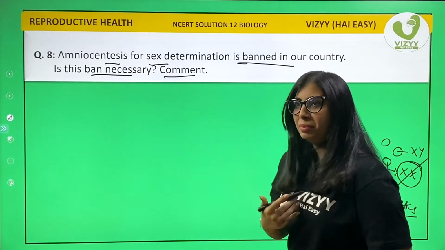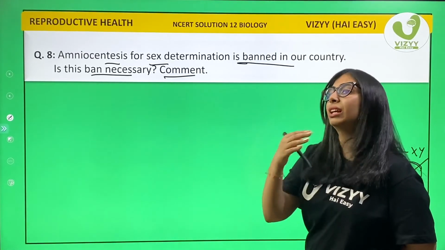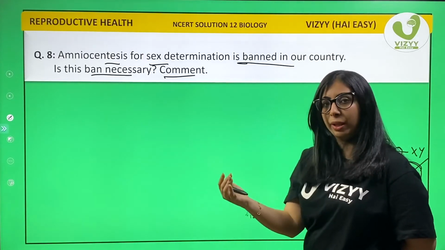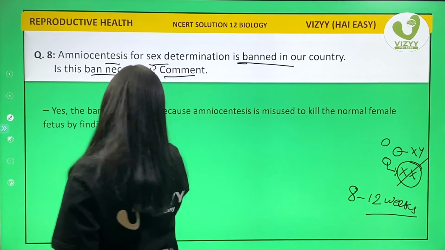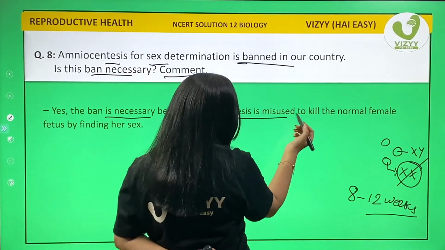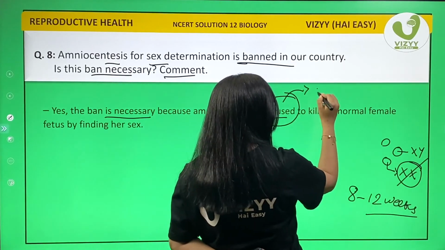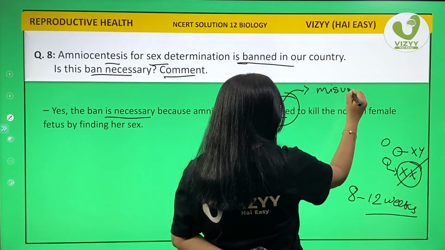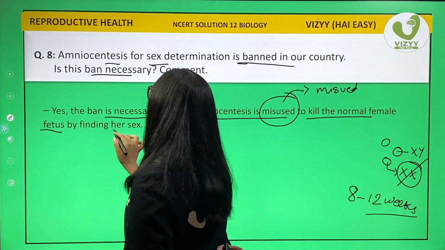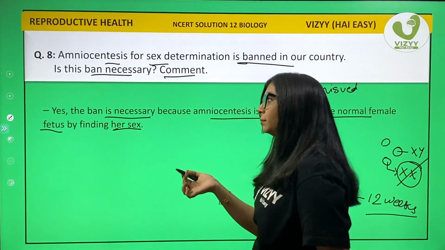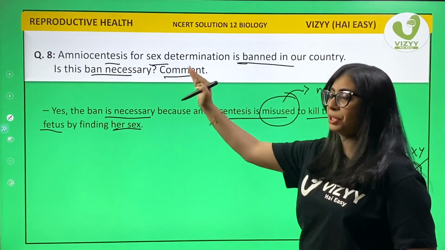And thus, I believe this ban is necessary just to save a girl child and to have equality between men and women. So the answer to this question is: the ban is necessary because amniocentesis is misused. It was misused to kill a normal female fetus by finding her sex. Okay? This is your complete answer to question number 8.